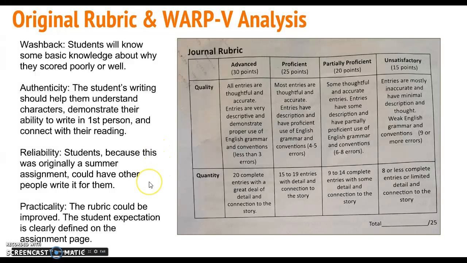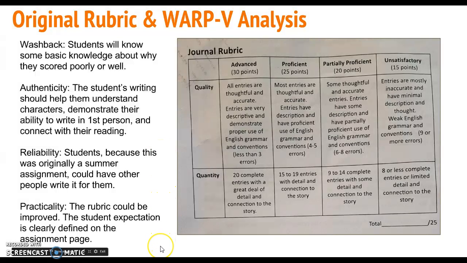Furthermore, reliability. Students, because this was originally a summer assignment, could have other people write it for them. That was one of my worries. However, if a student submits a paper and then has another writing assignment, and their writing for this assignment drastically differs from their next assignment, as an educator, I should be able to tell, oh, this student didn't submit their own work for this assignment. They tried to pass someone else's work off as their own. But this right here was a little bit of an issue for me.